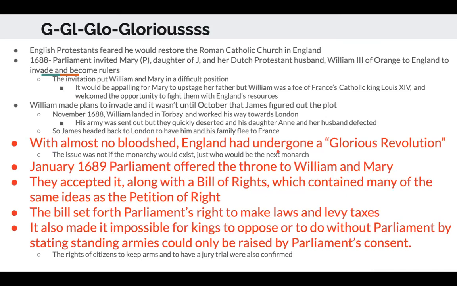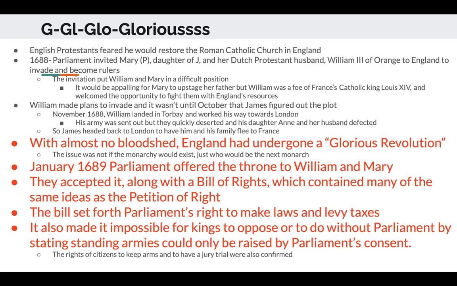Glorious. So English Protestants feared that he would restore Roman Catholicism back in England. So in 1688, Parliament invited Mary, his daughter, and her Dutch Protestant husband, William of Orange, to England to invade and become the rulers. This invitation put William and Mary in a difficult position. It would be appalling for Mary to upstage her father, but William was a foe of France and welcomed the opportunity to fight with them using England's resources. William made plans to invade, but it wasn't until October that year that James figured out the plot. So in November, William landed in Torbay and worked his way towards London.